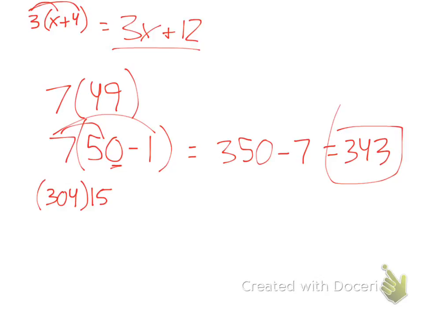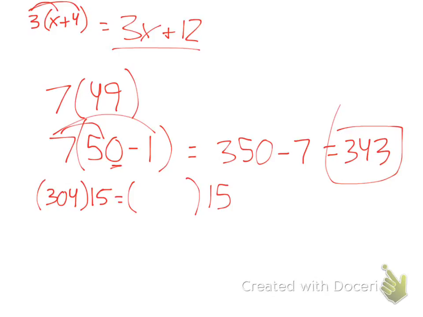Try this one. 304 times 15. Which number looks to be the scarier number? The 304. So can we split 304 up into two nice numbers? What would they be? What nice numbers would you like to multiply 15 by? So this thing's going to be split up, and we're going to put a 15 on the outside so I can multiply it in. 304. How can I split that up? You can add numbers together or subtract them to get there.